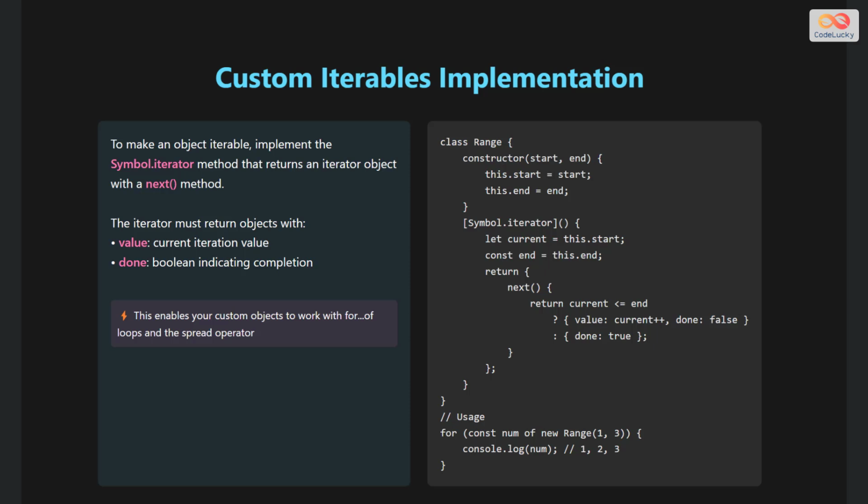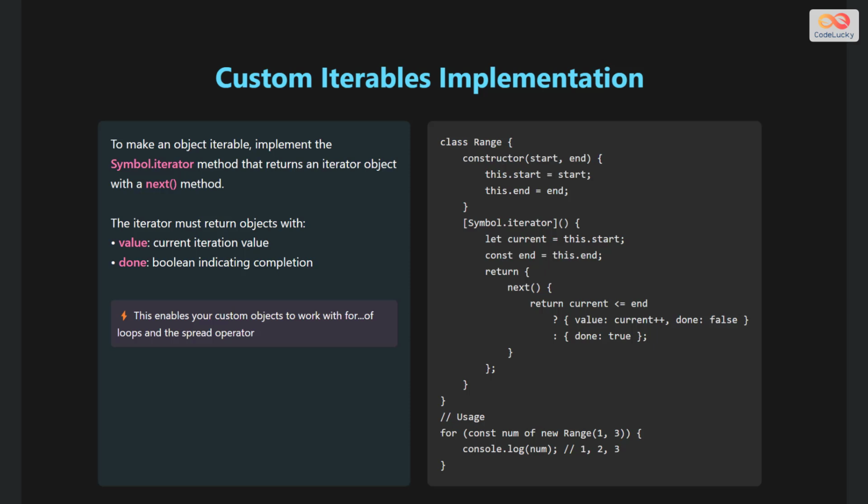To make a custom object iterable, you need to implement the Symbol.iterator method. This method should return an iterator object that has a next method. The next method should return an object with two properties: the value property, which is the current value of the iteration, and a done property, which is a Boolean value indicating completion of iteration. This enables your custom objects to work seamlessly with for...of loops and the spread operator.